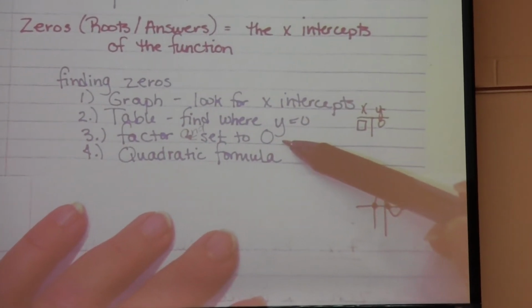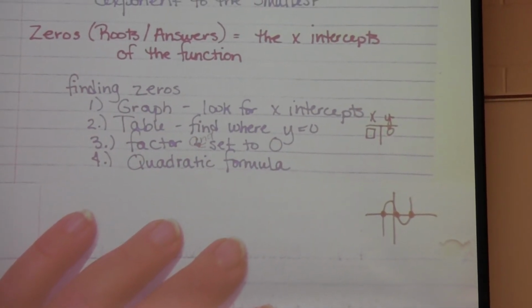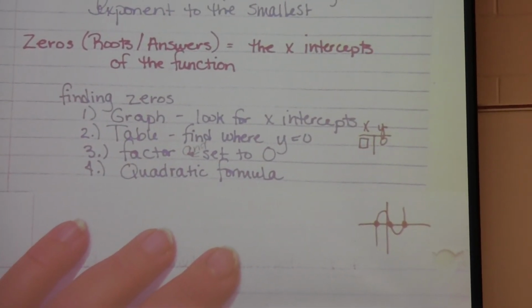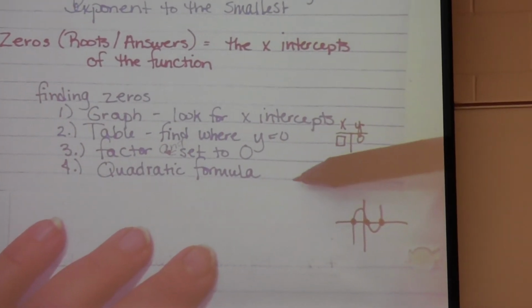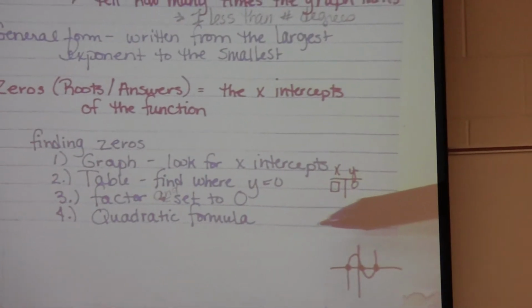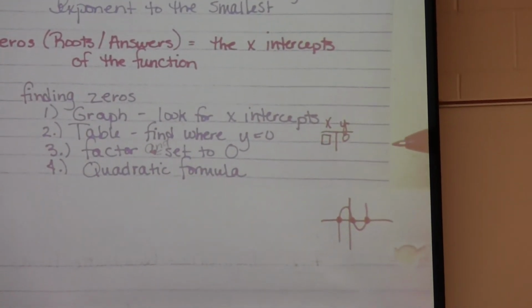A third way is that some of them we can factor and set equal to 0. That was how we learned how to do it in Algebra 1, one way we could do things. And we'll talk a little bit about factoring here in a minute. And the fourth way that we probably won't get to until tomorrow is to use the quadratic formula.